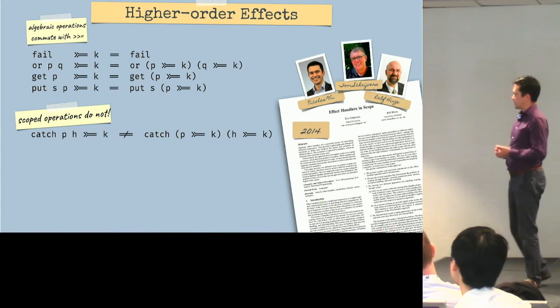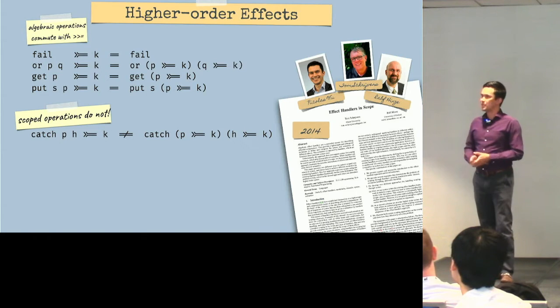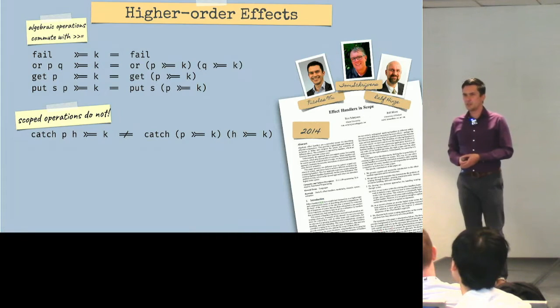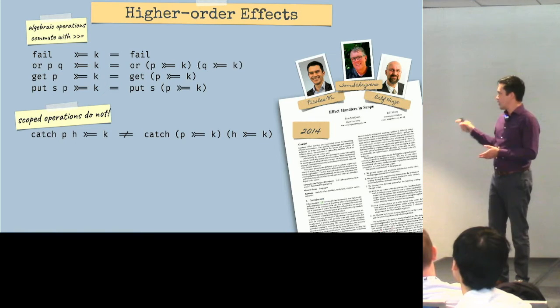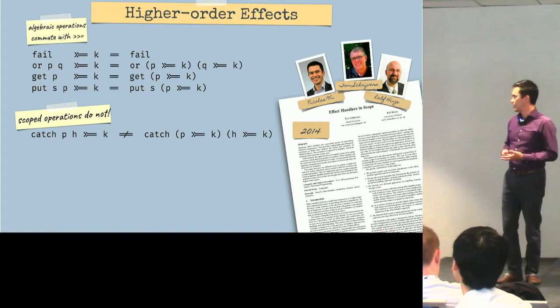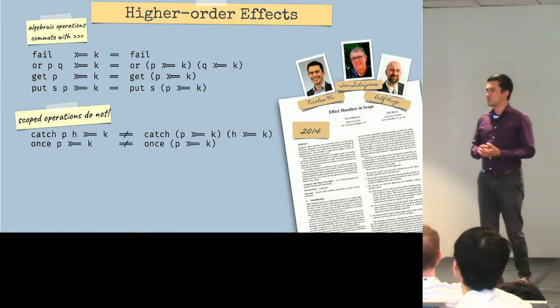On the right-hand side, it says, I'm going to catch the program p followed by k, and if something goes wrong, I'm going to do h followed by k. And there's a subtle bug here, which is if an error is raised in k, on the right-hand program, it might get raised and raised again. And so that's not what we want. So it's not a correct semantics. Catch is not algebraic. The once example is not algebraic either.